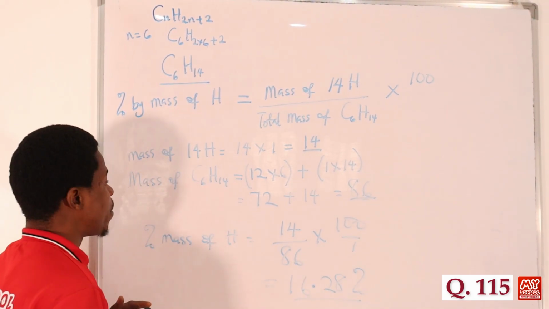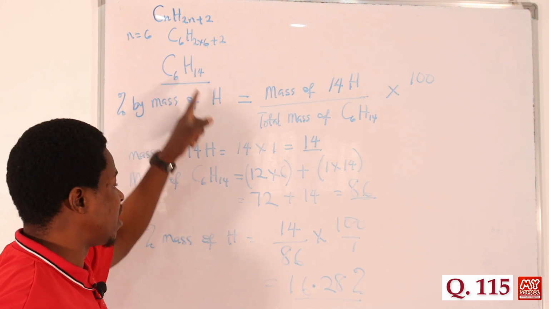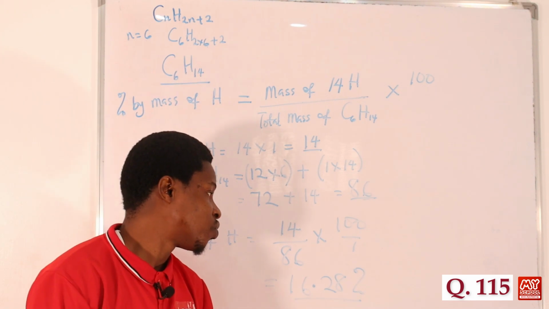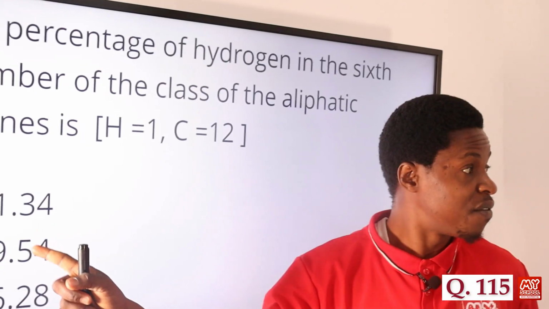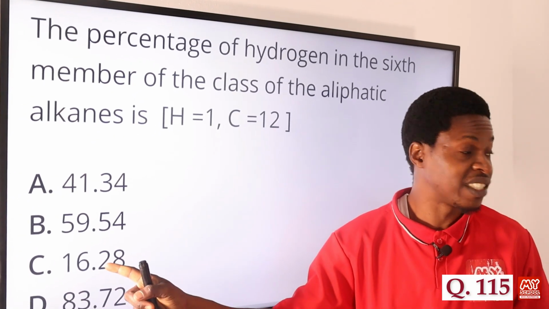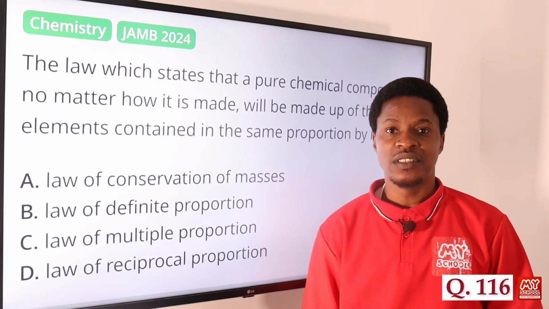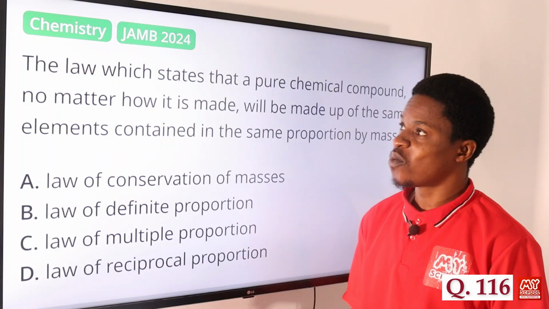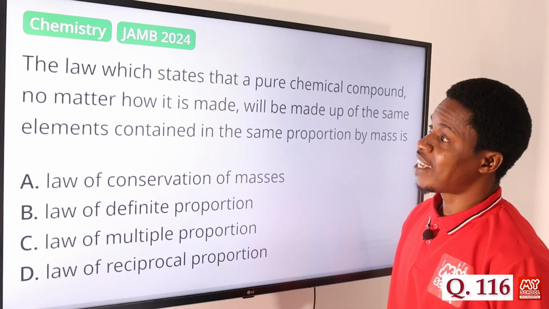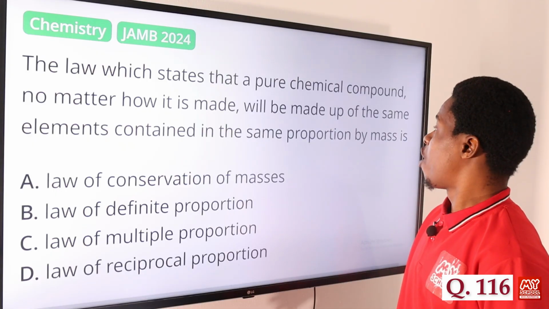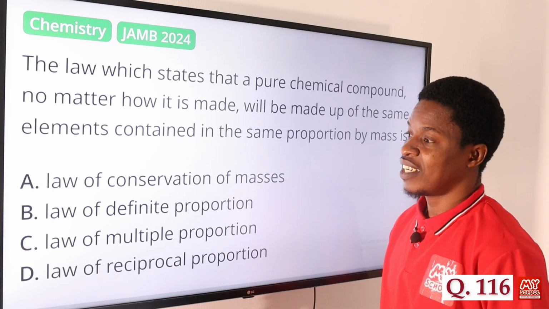So the percentage mass of hydrogen in C6H14, the sixth member of the aliphatic alkane, is actually 16.28%. So let's move on to the screen. Option A is 41.34, 59. This, 16.2. So the correct answer is option C, 16.2. Now question 116. The law which states that a pure chemical compound, no matter how it is made, will be made up of the same elements contained in the same proportion by mass is what?